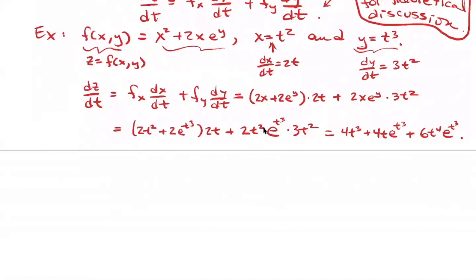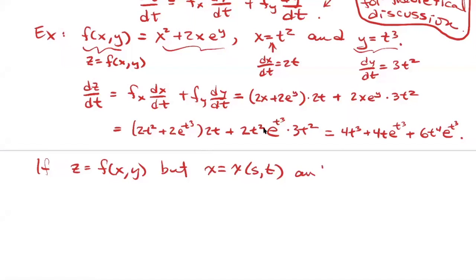There's a higher dimensional chain rule in a sec. So let's continue with z as a function of x and y. But now x is a function of two independent variables, s and t. So now derivatives will be partial derivatives. And y is the same function of s and t.